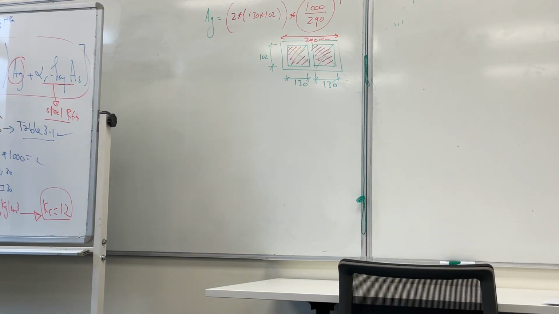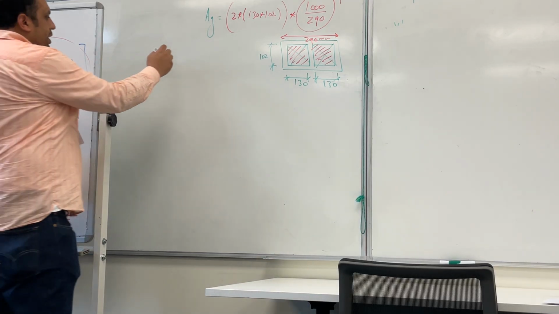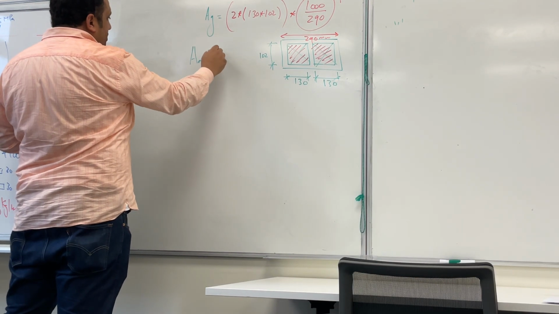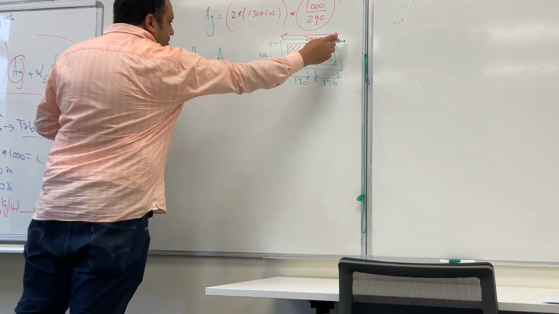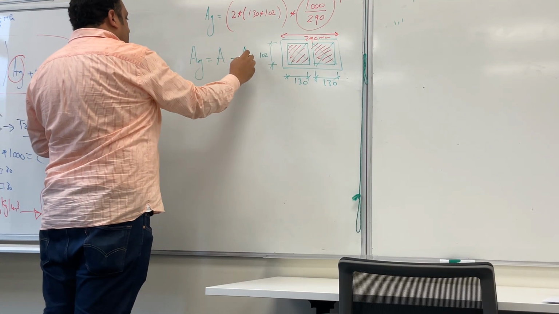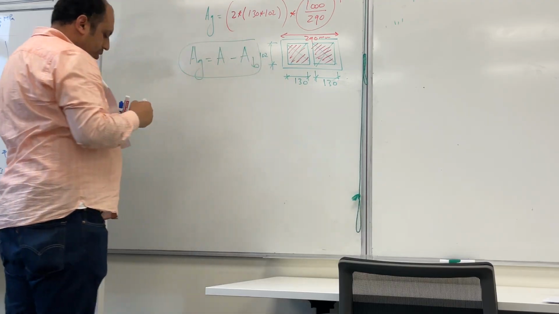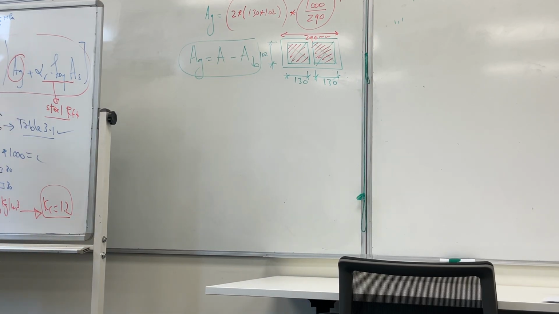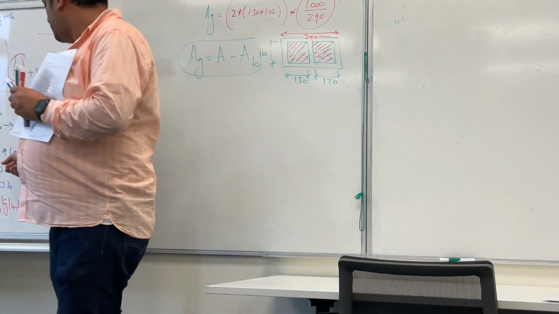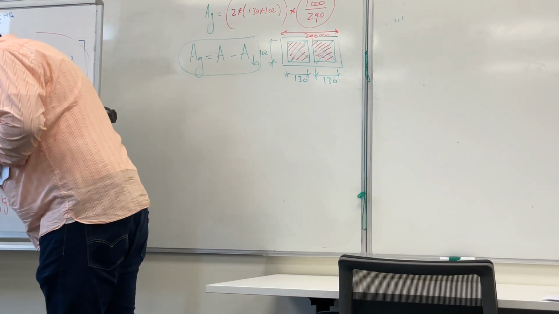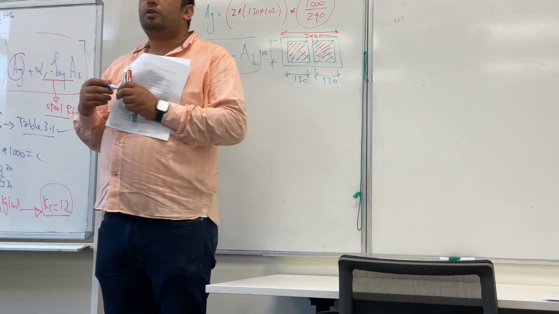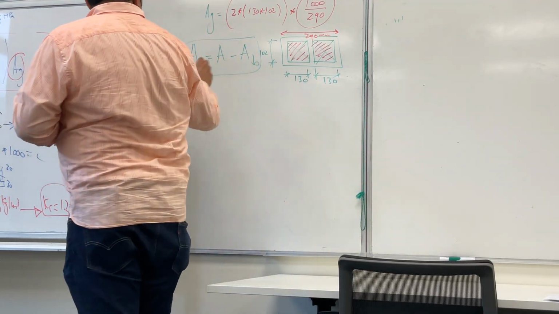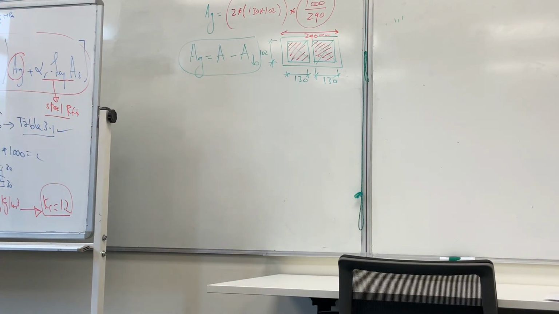That's what the standard says. Another option is area grout equal to the area of the block minus area bedding. We just ignore this part, and the side as well. Both options are okay. The standard says you can do it that way.